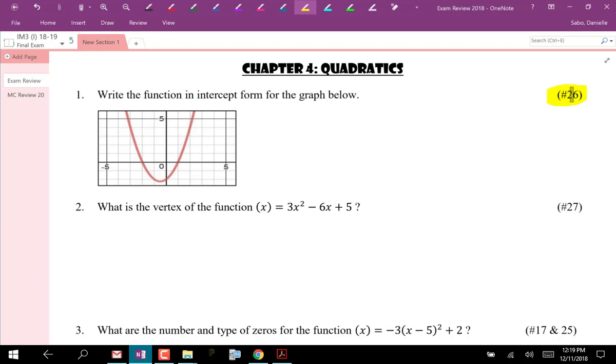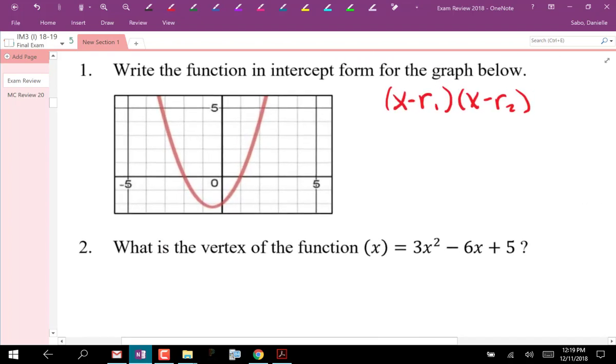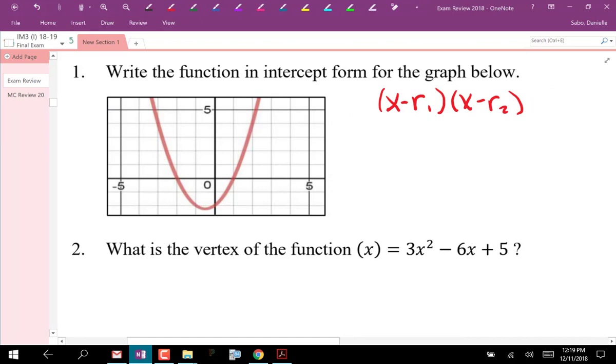So let's do this. Write the function in intercept form for the graph below. Intercept form is like (x - 5)(x + 4). So intercept form is going to be x minus one of your roots and then x minus your other root in this situation. Let's figure out what our roots are, or our x-intercepts. We have one here, and that's at -2, and I have one right here, which is at +1.